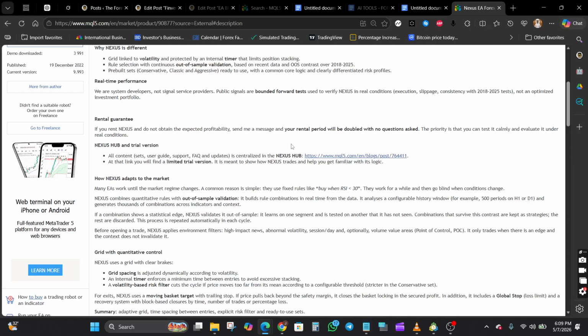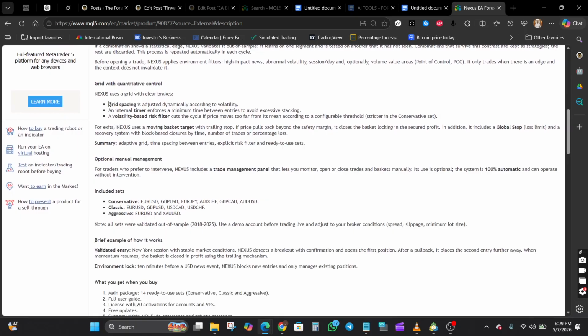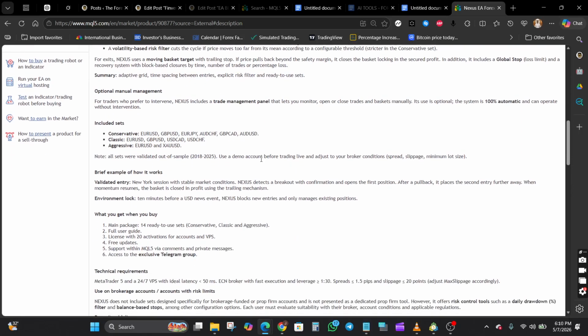Now, the second major feature is the volatility linked grid spacing. This is important because fixed distance grids are usually dangerous during abnormal volatility. What Nexus does instead is widen or adjust spacing based on market behavior, which can potentially reduce overexposure during fast price expansion. So the EA also includes a minimum time delay between entries.